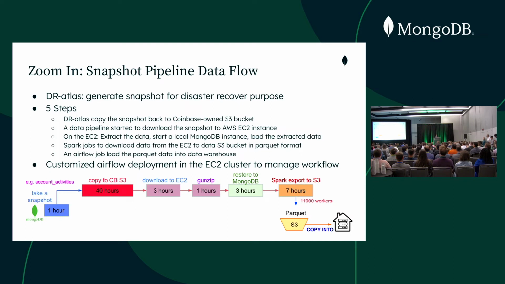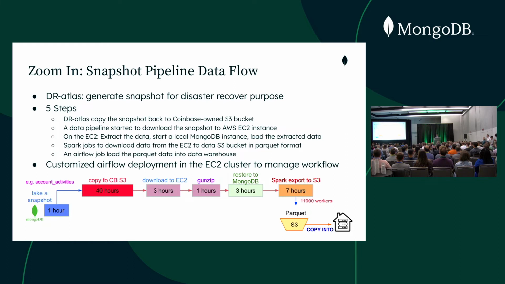So we have to deploy a customized Airflow instance to the EC2 cluster to manage the workflow. You can see this process is quite heavy. If you want to debug something, you have to find the data pipeline, find the EC2 instance, and then log into that instance. Then you open the Airflow, and you can see what happened. OK, back to the main steps. The fourth step, we have a whole bunch of Spark jobs to extract the data from that MongoDB instance and output it in Parquet format. As the last step, we have an Airflow job that loads the data into the data warehouse.